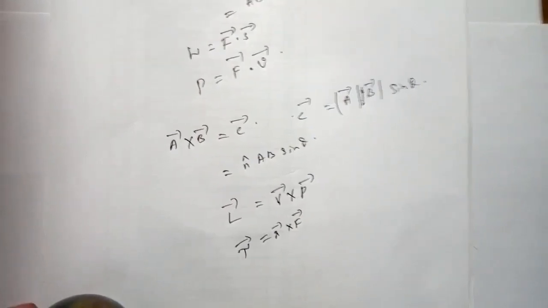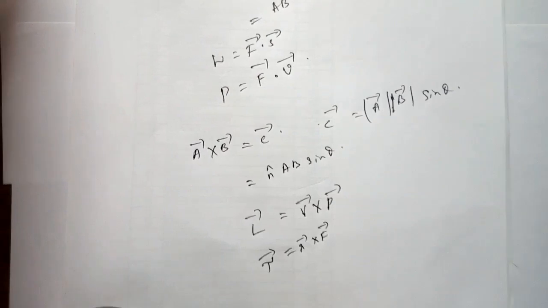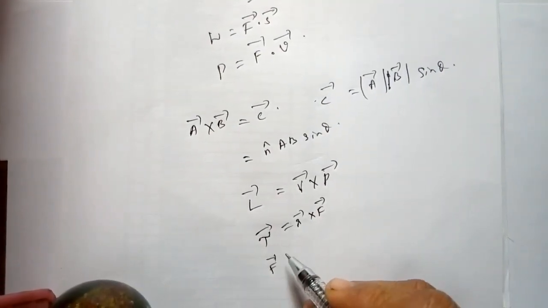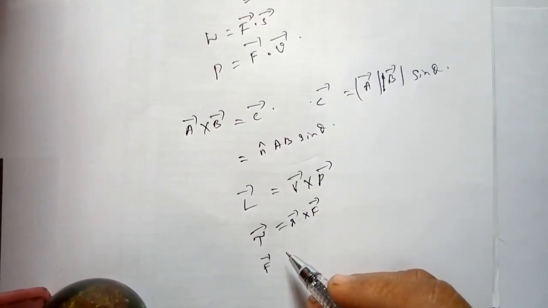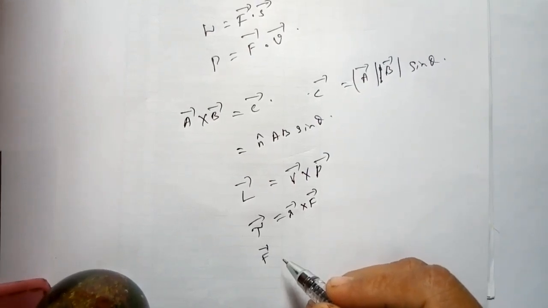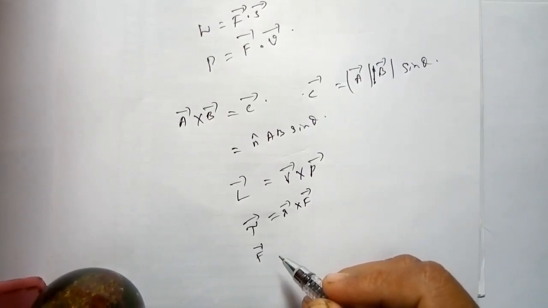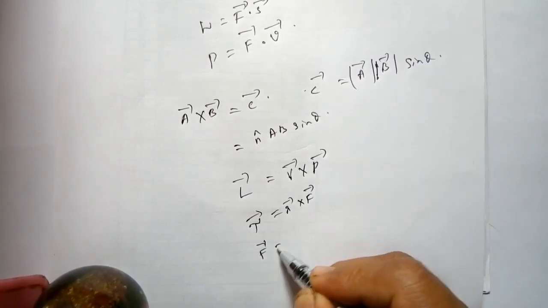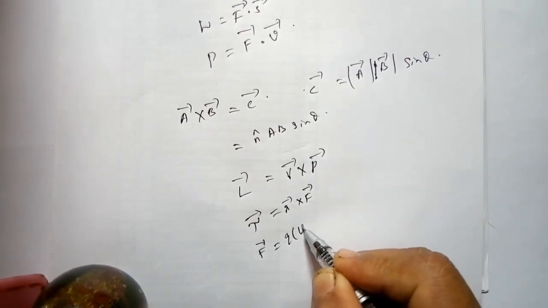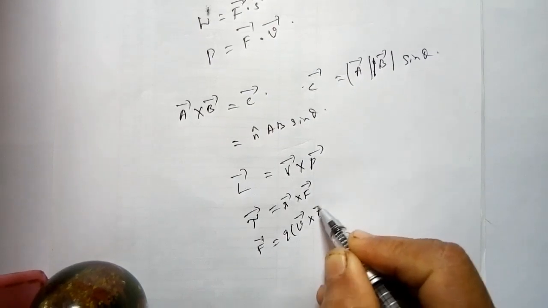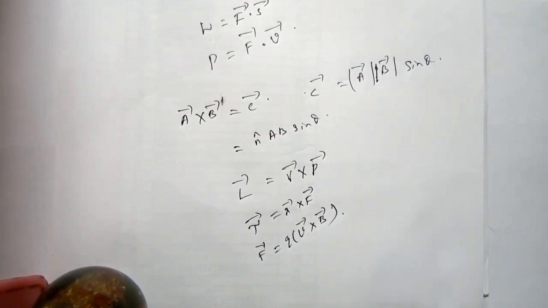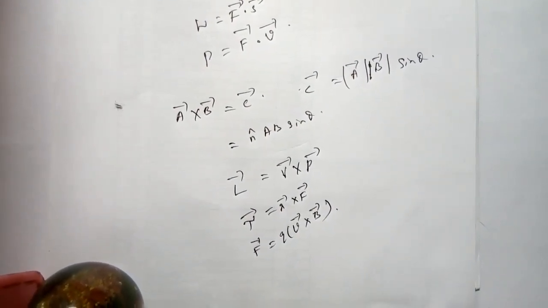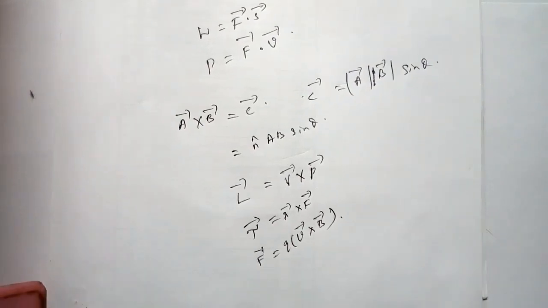And you can take another example, that is the force on a charge q moving with velocity v in a magnetic field. Then the vector product is F is equal to q times velocity v cross magnetic field B. These are the things we have seen in our regular class.